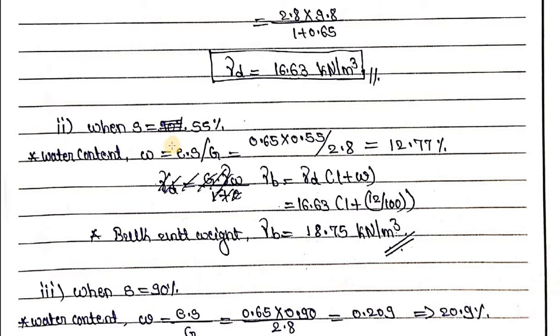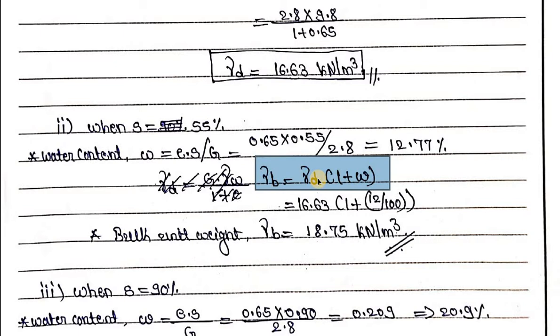Again, choosing the formula comes into picture. So you can see I have the relation that dry unit weight is equal to bulk unit weight divided by 1 plus water content. So I have the formula. Based on that formula, I am going to arrive at this modified equation. Actually, the formula is like this: dry unit weight is equal to bulk unit weight divided by 1 plus water content. So if I have dry unit weight and water content, I can use this formula.